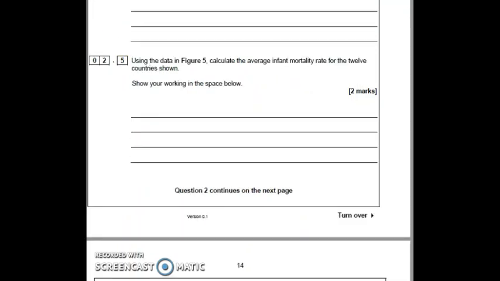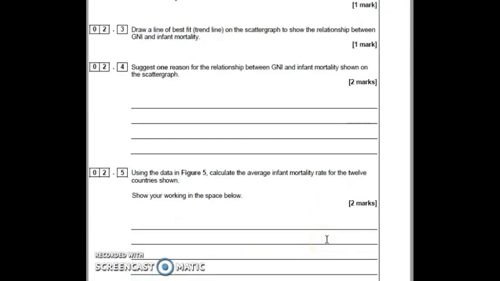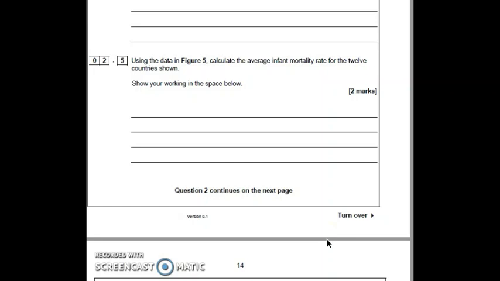Question 2.5. Using the data in Figure 5, calculate the average infant mortality rate for the 12 countries shown. Show your working in the space below. To calculate the average, all you've got to do is add up all of this data here, and then you've got to divide by how many countries there are. So 1, 2, 3, 4, 5, 6, 7, 8, 9, 10, 11, 12. So add all that up, divide by 12, and your answer should be 16.75.